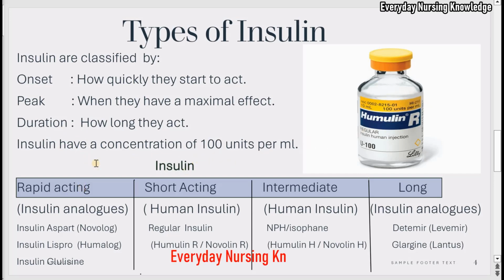Now insulin is divided into rapid acting, short acting, intermediate acting, and long acting. Rapid and long acting are insulin analogs, whereas short acting and intermediate acting are human insulin.